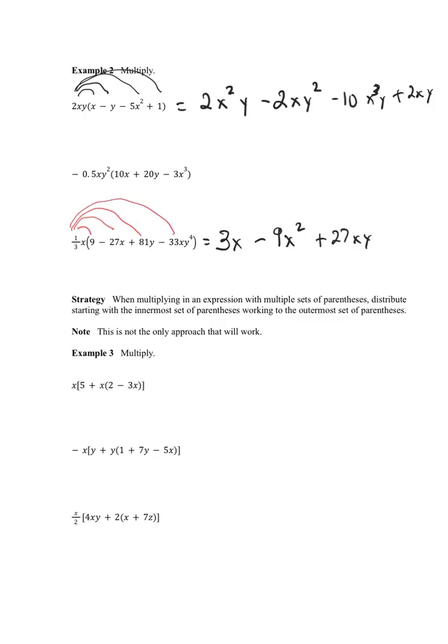And then finally, one last one. 3 goes into 33 11 times, so that would be minus 11x squared y to the 4th.